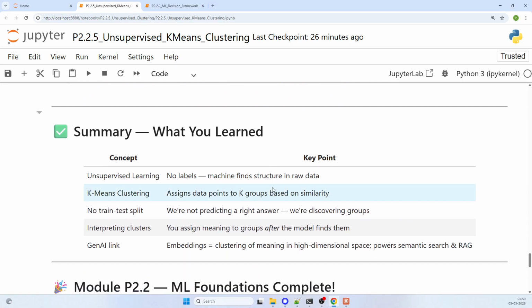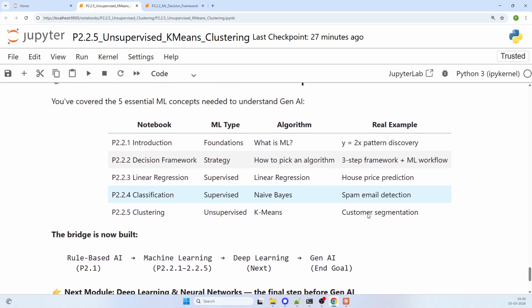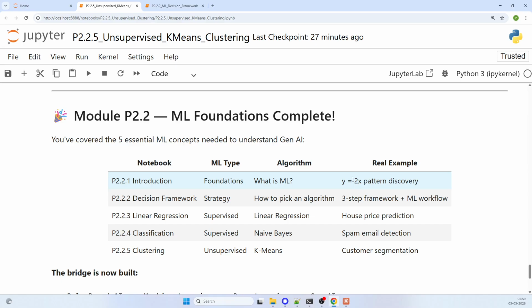Okay. So the overall things we have discussed: we have discussed unsupervised learning, what K-means is, why we don't require train-test split because there is no y label data, and how to interpret the clusters. And this is a GenAI link, so it is pretty much used in RAGs, high dimensional spaces, clustering, embeddings. We'll discuss that in the GenAI phase. But to wind up these ML foundations, first we have seen what ML is, the simple y equal to 2x pattern discovery, and the basic machine learning workflow.